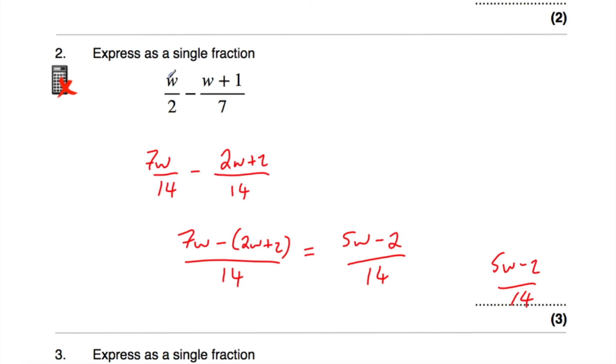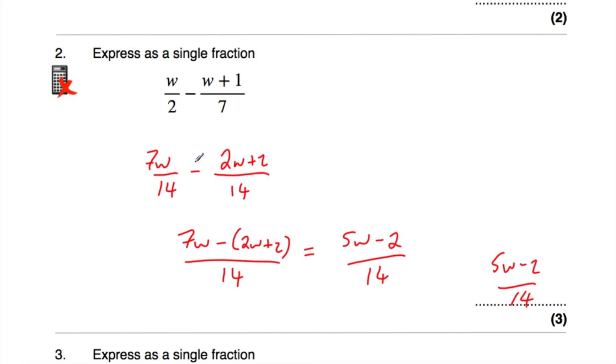Just to recap that, we found two fractions with the same denominator. We found equivalent fractions with 14 on the denominator. We did that by multiplying both the numerator and denominator of the first fraction by 7 to get 7w over 14. We multiply both the numerator and denominator of the second fraction by 2 to get 2w plus 2 over 14. Both fractions have the denominator of 14, so we just took away the numerators.